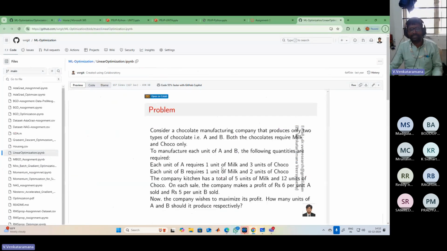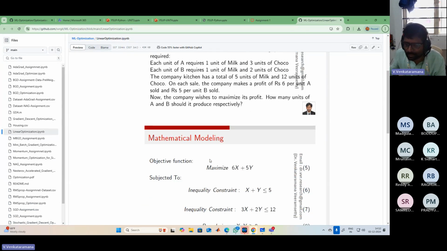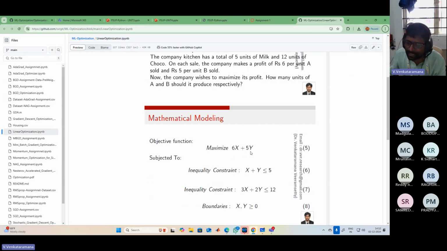Yeah, you can see here. So consider the chocolate case study. I will explain this once again. This is the case study we discussed completely, and its mathematical modeling also: maximize 6x plus 5y, subject to x plus y less than or equal to 5, 3x plus 2y less than or equal to 12, and x and y should be greater than or equal to 0.